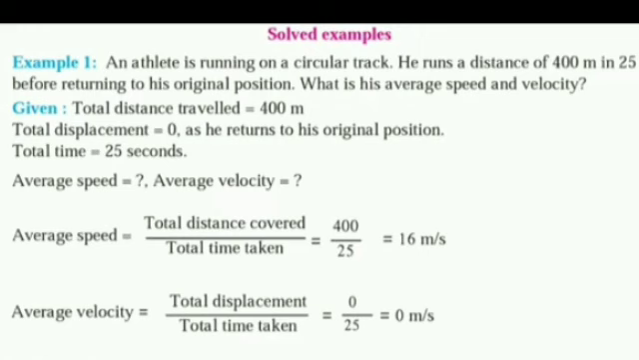Average speed is equal to total distance covered divided by total time taken. Now it is given 400 and the time is 25 seconds. So that is equal to 16 meter per second. And average velocity is equal to total displacement divided by total time taken. That is equal to 0 divided by 25, that is equal to 0 meter per second.